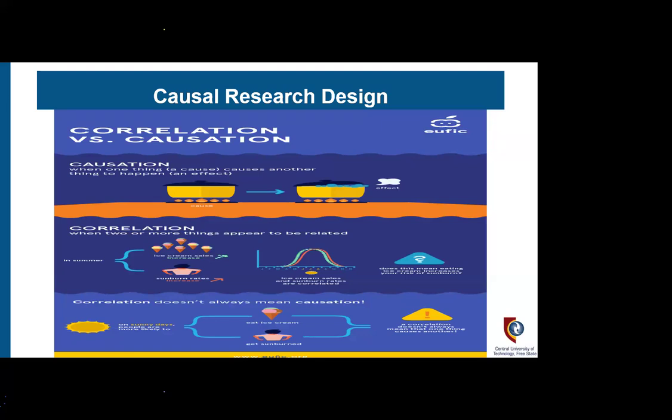Maybe we need fire, and then after putting the water on the fire, we'll have boiling water, or we'll have steam. Another correlation that the slide is trying to demonstrate is when two things appear to be related.